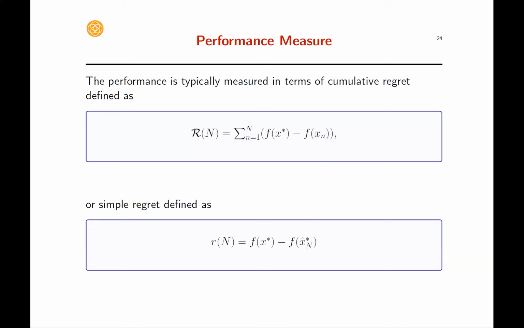Which performance measure to use depends on the application. Sometimes we are interested in this, sometimes we are interested in this. It depends on how we define our problem. So for example, in reinforcement learning, people usually use this because each action matters. But in some applications, for example, in hyperparameter tuning, we could use this because what really matters at the end is the set of parameters that we select at the end for our model.